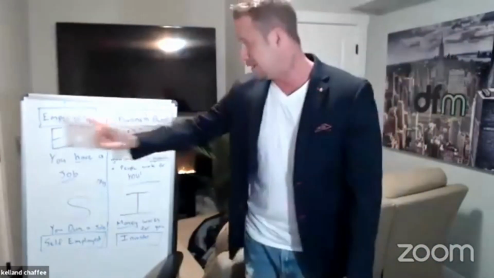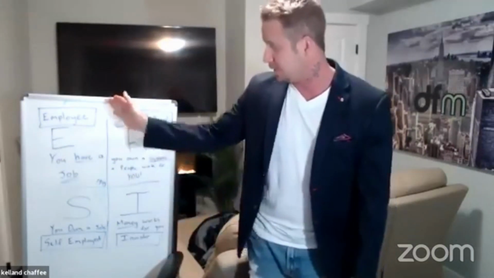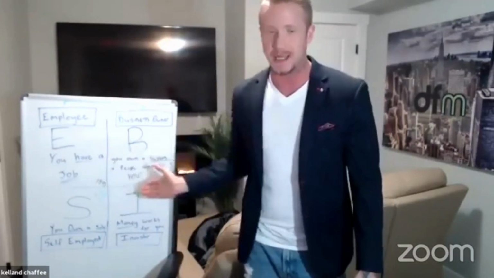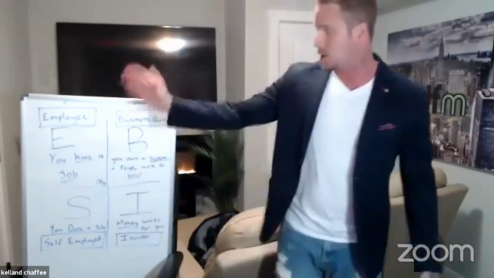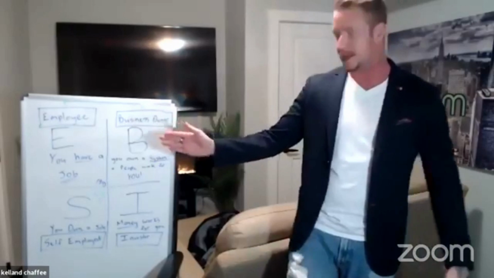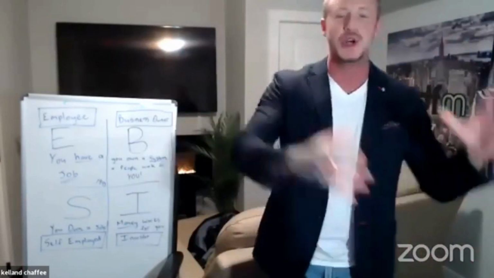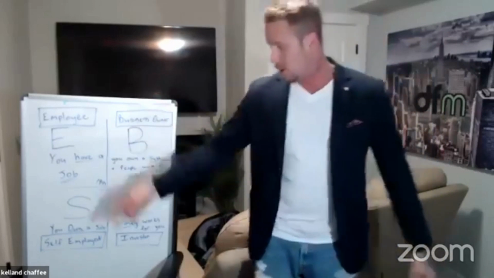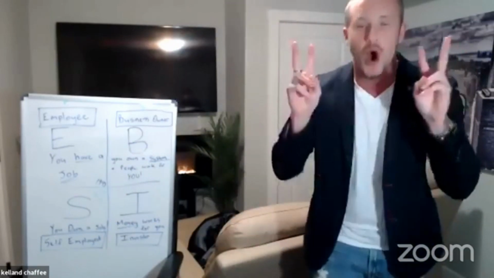If you are on the left-hand side, chances are you're going to work until you retire or die. It's just the way that it is. First one being E for employee. This means that you have a job. You need to trade time to make money. One below that is self-employed or small businesses, aka you own a job.